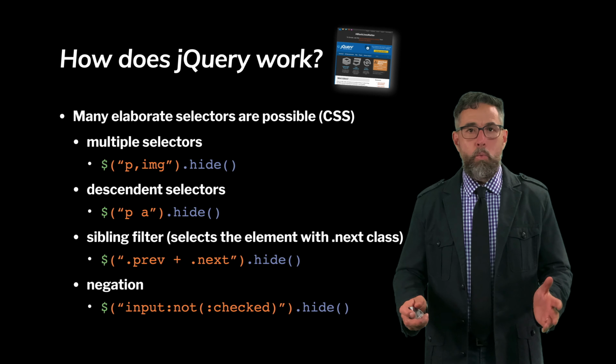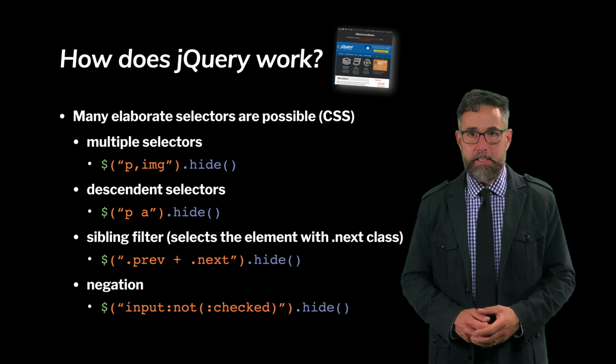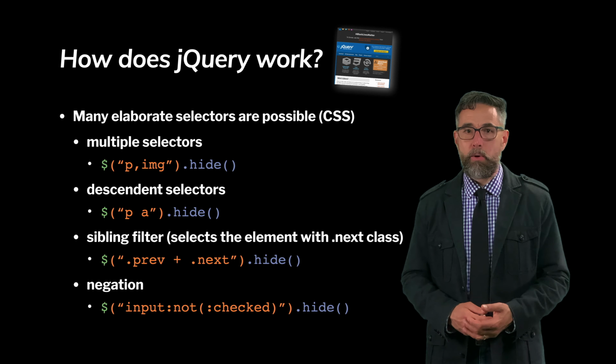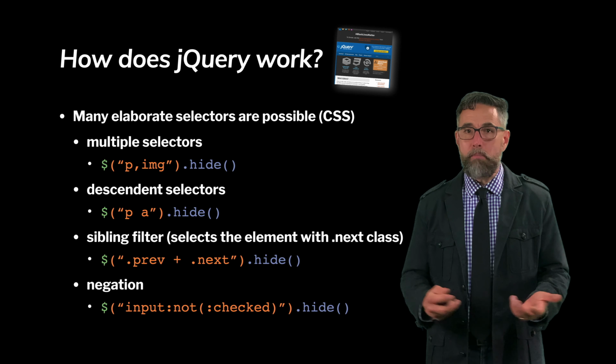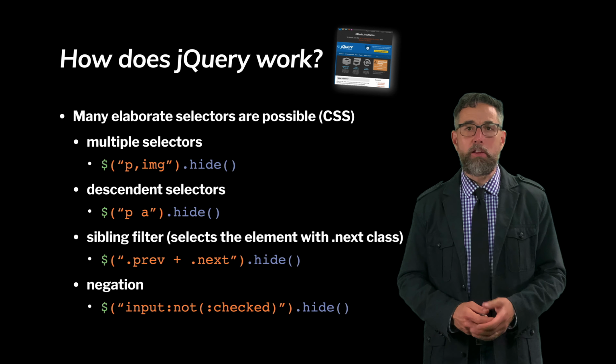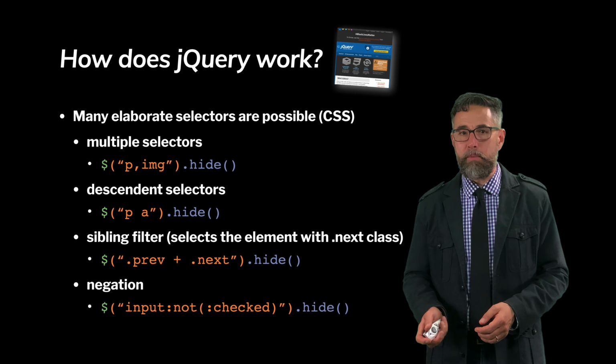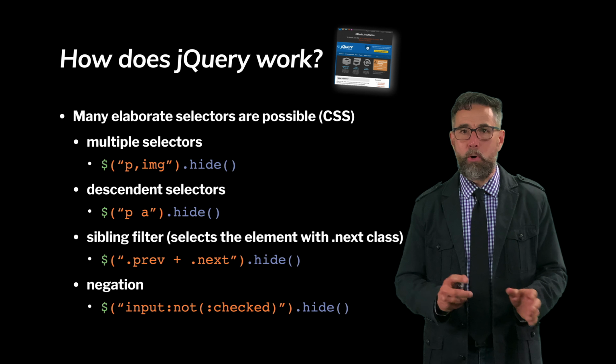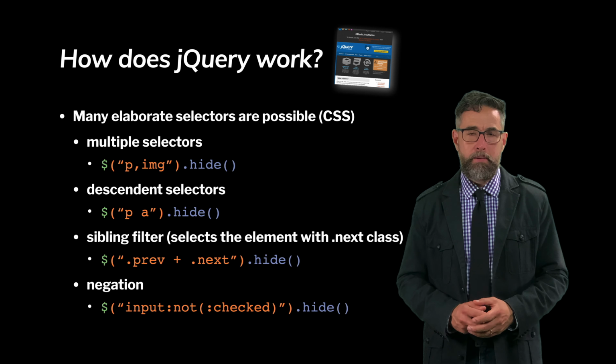All right, so we can use all the very elaborate selectors that are available to us in our CSS language, in our jQuery language. For example, we can select multiple tags. So if we wanted to hide all of the p tags and all of the image tags, we could use the comma, because that's what a comma does in the selector. It selects both of those independently.